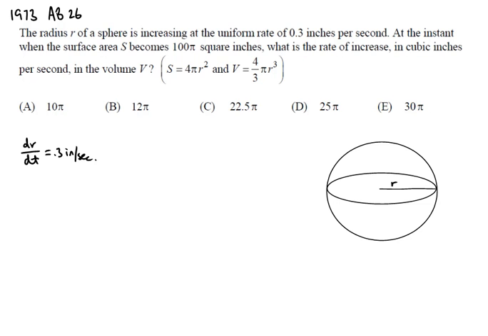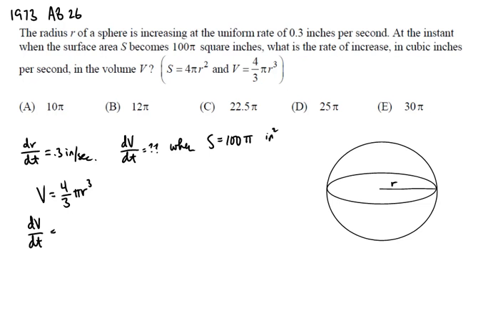So at the end we see what we're looking for is the rate of increase of the volume. So we want to know what dV/dt is when S, the surface area, equals 100 pi square inches. So we have the two rates that we're working with, dr/dt and dV/dt. We need a formula to relate them together, and that would be V equals 4/3 pi r cubed. And we're going to start by differentiating both sides with respect to t.